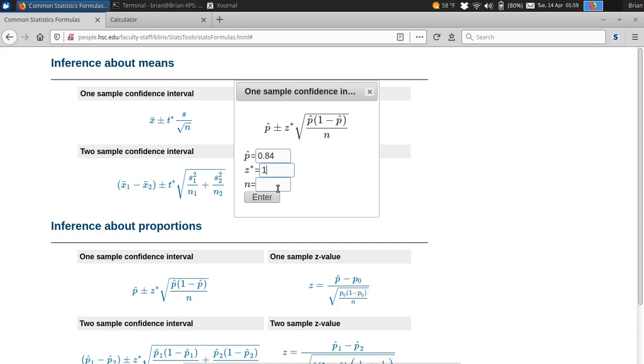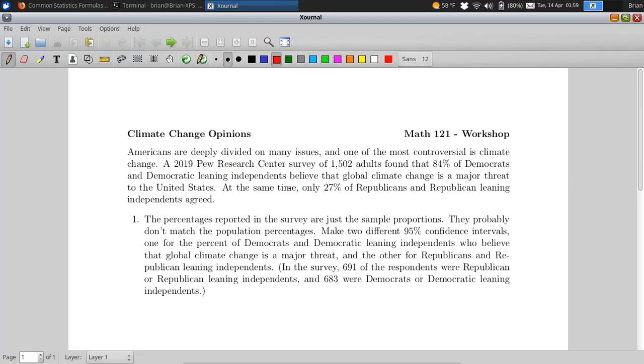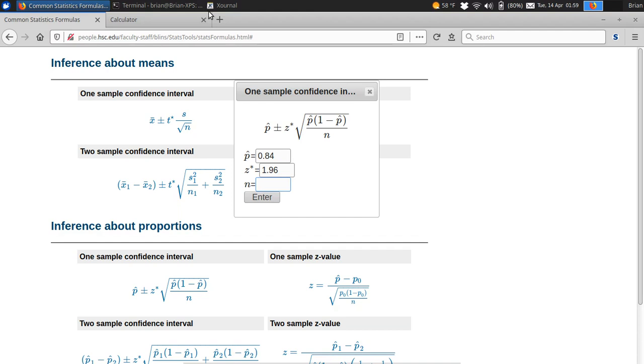95% confidence interval, we know that Z star is 1.96. You can always look it up at the bottom of the t-distribution table, but that's one you might want to know. And then finally, the sample size. If you take a look at the data here, it said that 683 of the people surveyed said that they were Democrats or Democratic-leaning independents. So that'll be the sample size, because this is the one sample of just Democrats. So I'll come back over here, and 683, hit enter, and there we go.